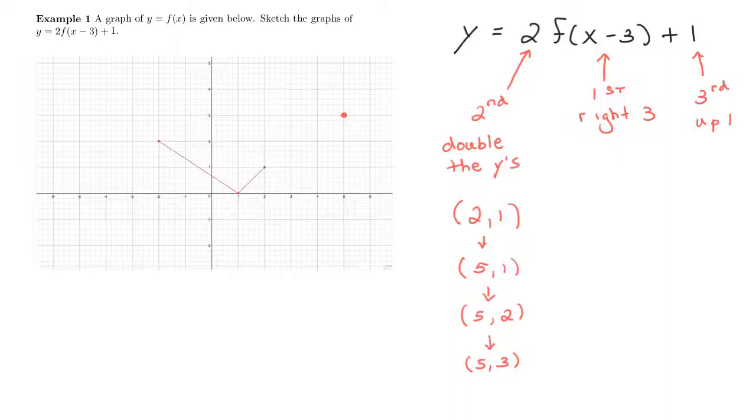Okay, so let's do this for the remaining points. Let's say this point, 1 comma 0. Same thing happens. We're going to go 3 places to the right, so we go to 4 comma 0. We're then going to double the y value, but since we're multiplying 0 by 2, it still stays 0. Then we add 1 to the y value, which takes us to 4 comma 1. Seeing that over here, we go 3 places this way, double the y value, which means it stays right where it is, then go up 1 place, and this is the final spot of 4 comma 1.